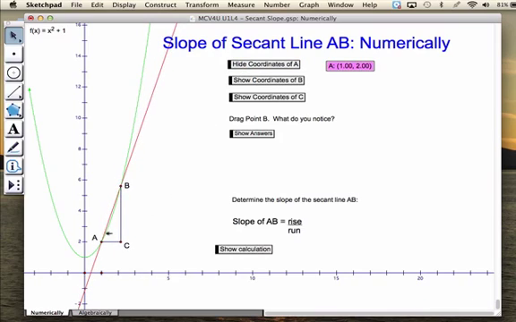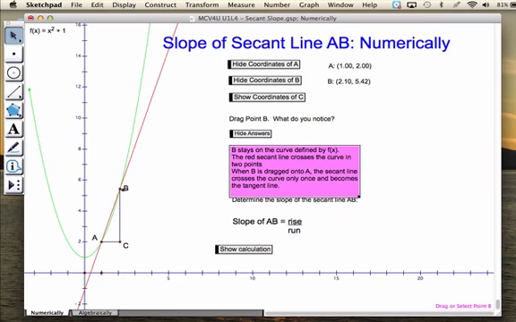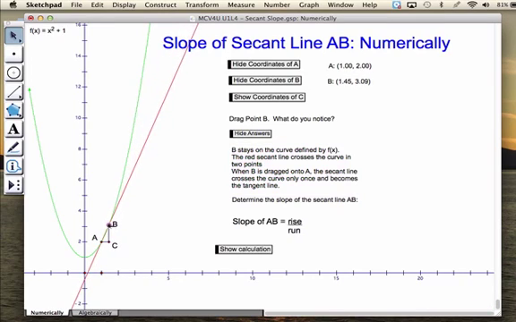I'm going to show the coordinates of A. So A is at 1 and 2. I'm going to show the coordinates of B. And if you notice, as I move B, the coordinates will change up here to wherever it falls. This point C is just, if I have a triangle, it allows me to look at rise and run. And as I drag B, B stays on the curve but gets closer and closer and closer to A. And as I discussed at the beginning, if B actually merges with A, the secant line becomes the tangent line.